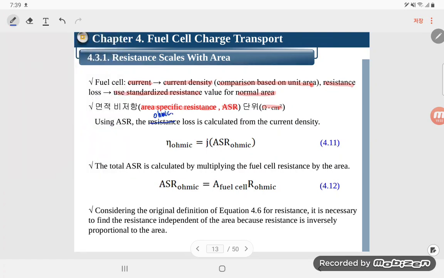Ohmic loss. If we match the units of this equation, ampere per square centimeter is the current density, and for the ASR, ohm square centimeter, then this is the same as volt. So the total ASR is calculated by multiplying the fuel cell resistance by area.